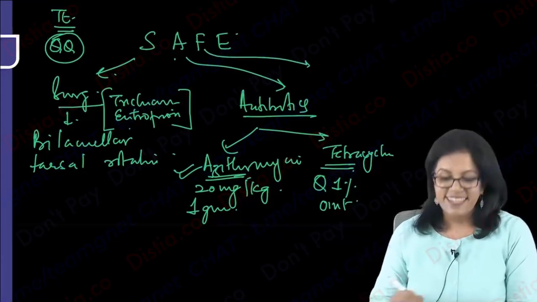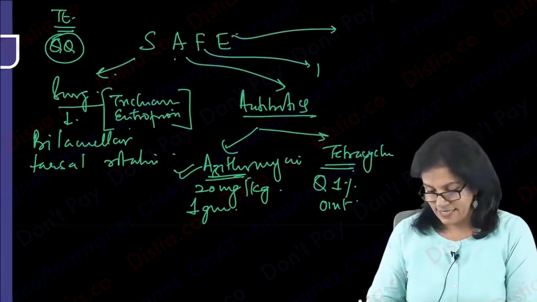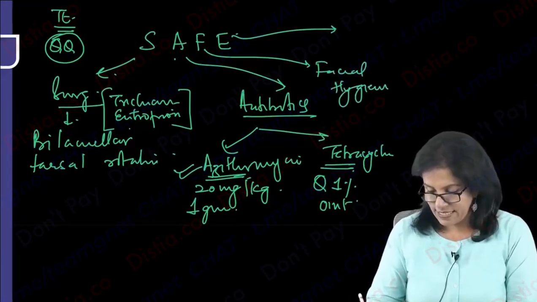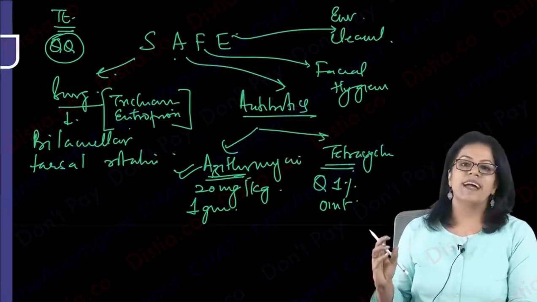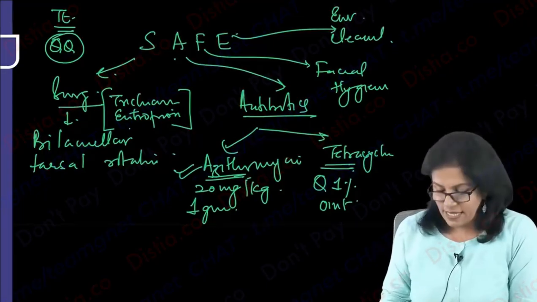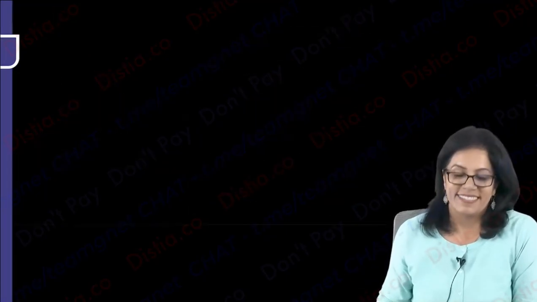F stands for what? Facial hygiene, and E is environmental cleanliness. So, facial hygiene and environmental cleanliness. That was about your SAFE strategy, and this is how you should ideally be treating trachoma. This is the strategy for control of trachoma in any community.